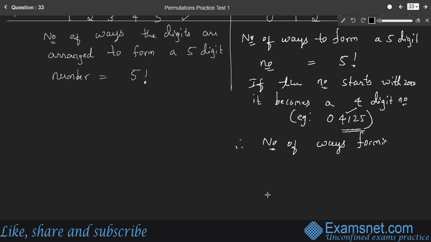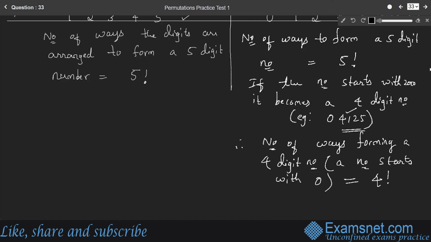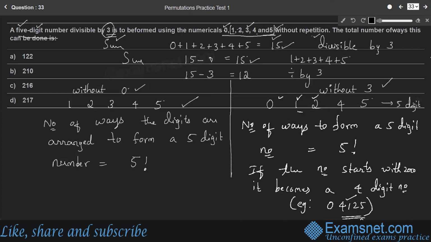is nothing but the number that starts with 0, which is equal to factorial 4. Apart from 0, there are 4 digits. Therefore, it is factorial 4.